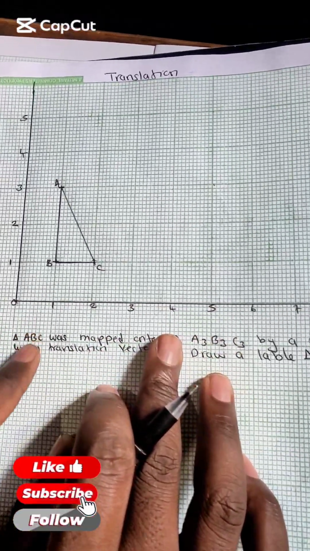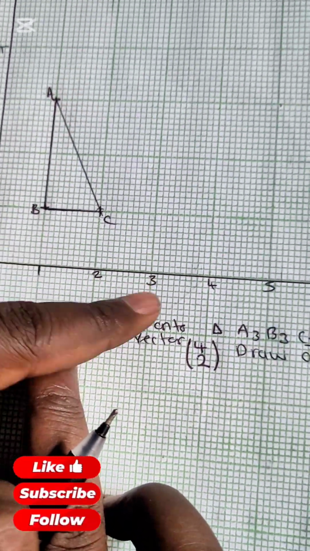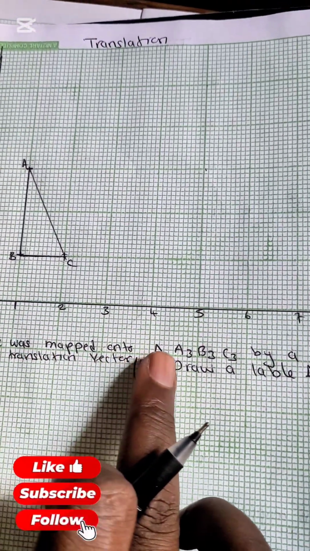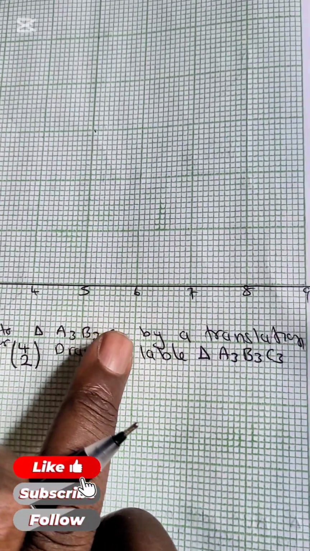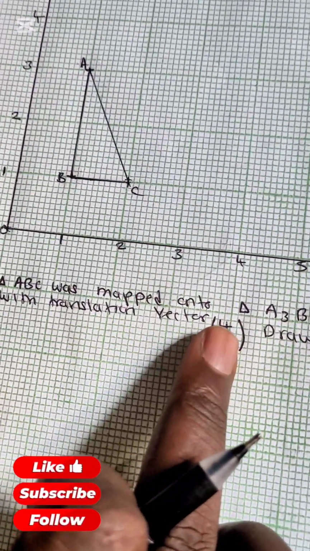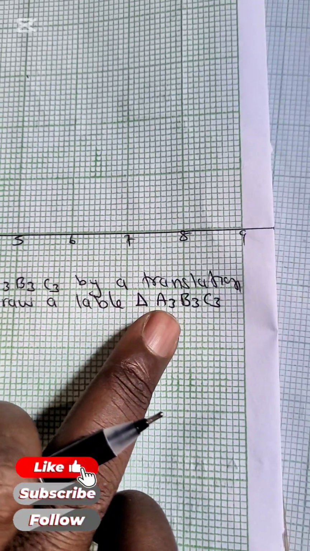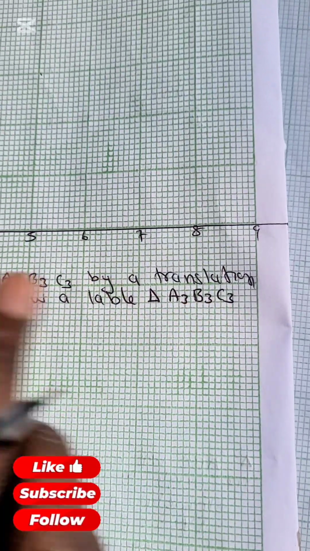Right? We have a question here. We're still on translation. Triangle ABC was mapped onto triangle A3, B3, C3 by a translation with translation vector (4, 2). Draw and label triangle A3, B3, C3.